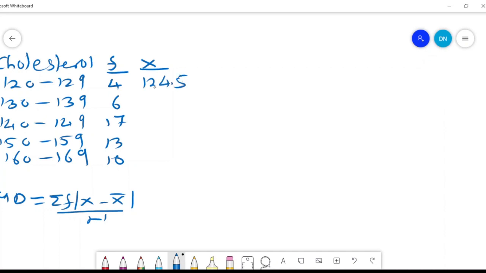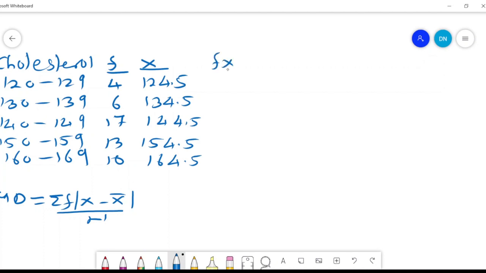How did I get 124.5? It is 120 plus 129 divided by 2. 130 plus 139 divided by 2 is 134.5. And then we have 144.5, 154.5, and then we have 164.5. The other thing I'll require is the x bar, which is the mean.